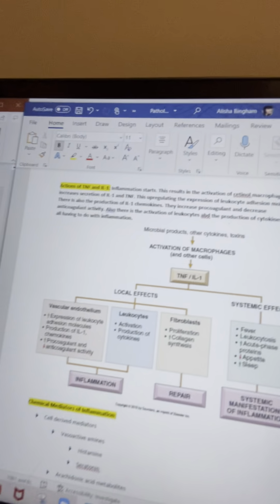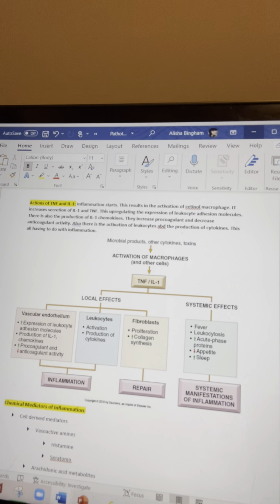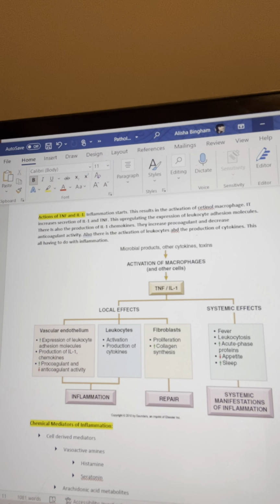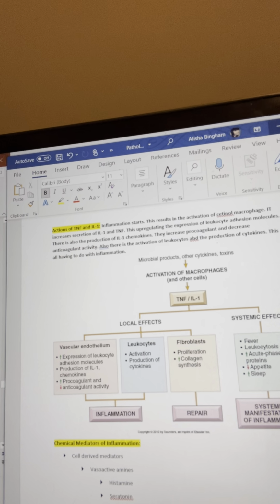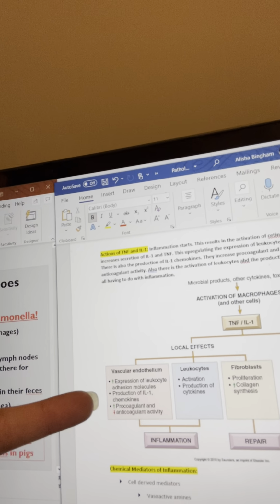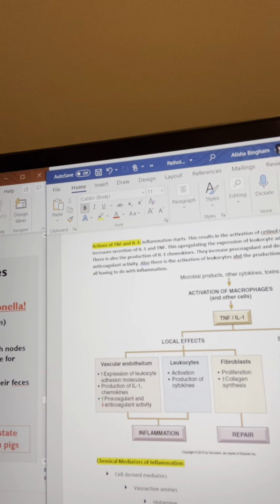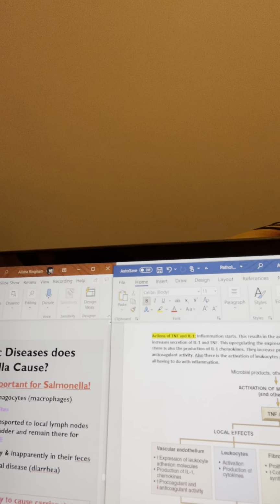This upregulates the expression of leukocyte adhesion molecules. There's also the production of chemokines. They increase coagulant and decrease anticoagulant activity. Also, there's an activation of leukocytes and the production of cytokines. This all has to do with inflammation. So here's the chart of everything I just went over. So again, you have inflammation starting, you have the activation of macrophages, which yields TNF and IL-1. And then these lead to local effects as well as systemic effects. So you have everything I went over here for inflammation because that's what we're learning about.